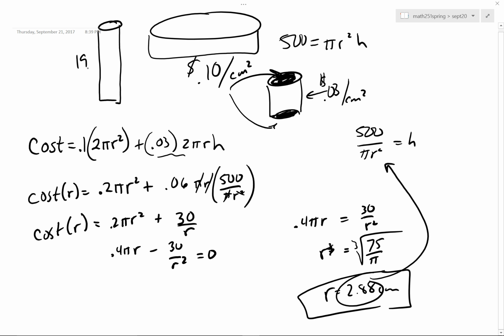So this is a little ridiculous. 19 centimeters tall. The radius is 2.88, so this is roughly 5.76-ish centimeters across the bottom, because that would be the diameter. This time it's not even close to being square. It's ridiculously tall and scrawny. So yeah, that's kind of the game.